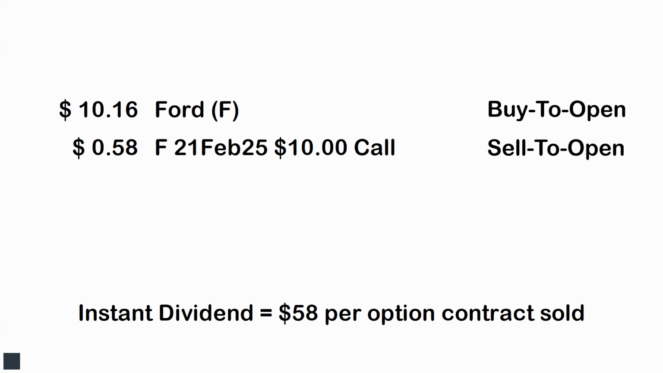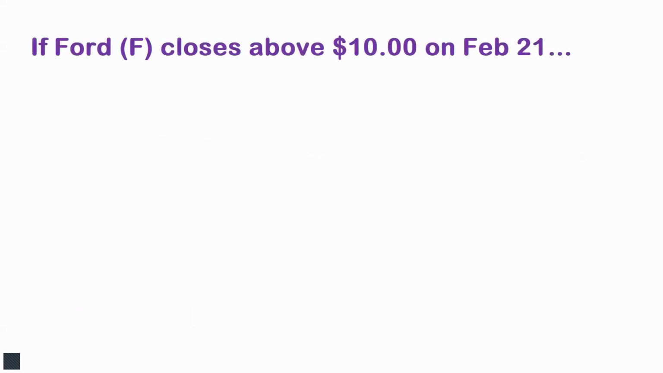Options are sold in lots of 100. 100 option shares is a contract. So if I locked in this transaction today, I basically make $58 for every one of those contracts I sold. So let's go through the scenarios of what would happen on February 21st.